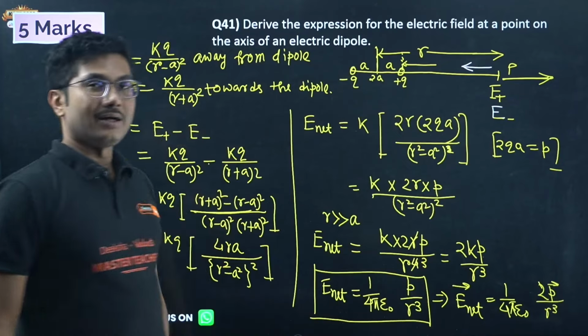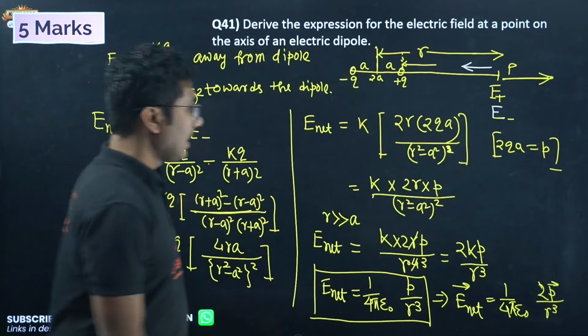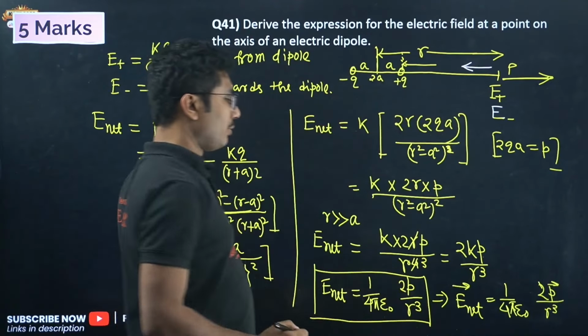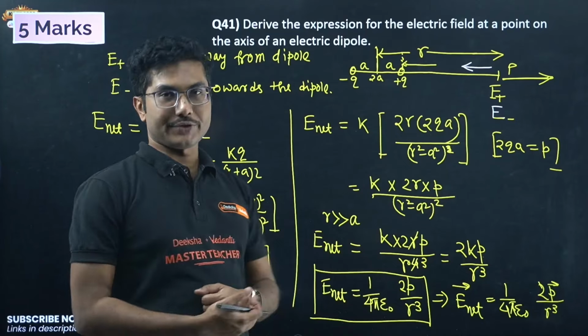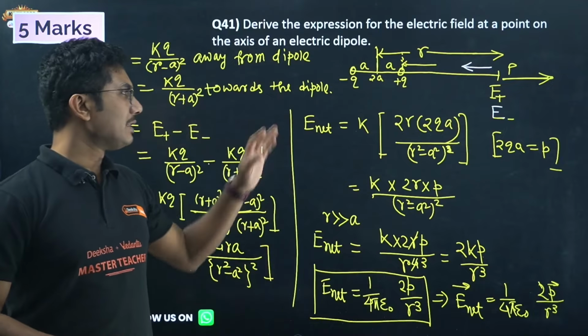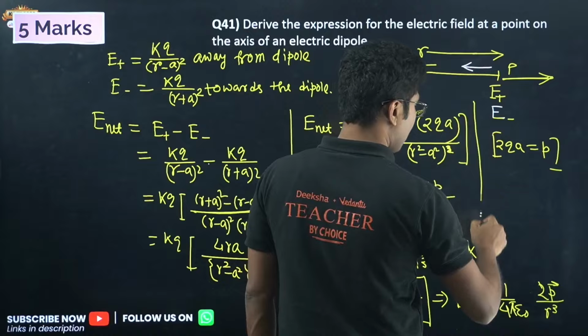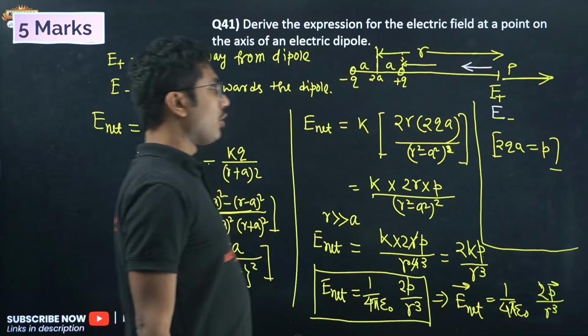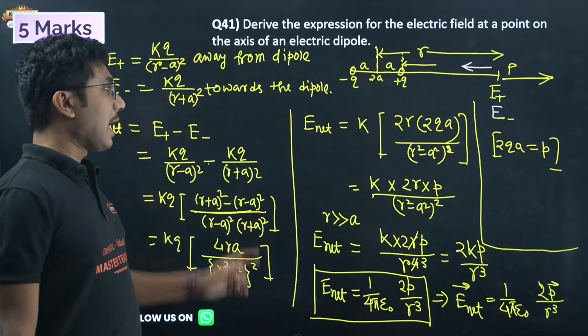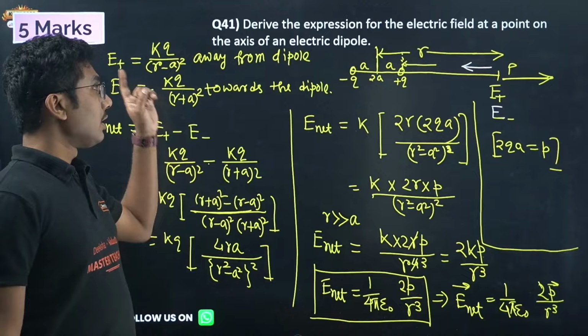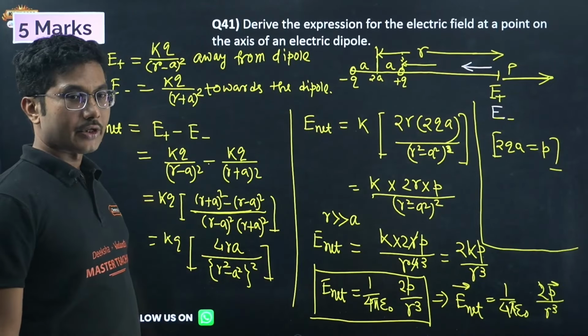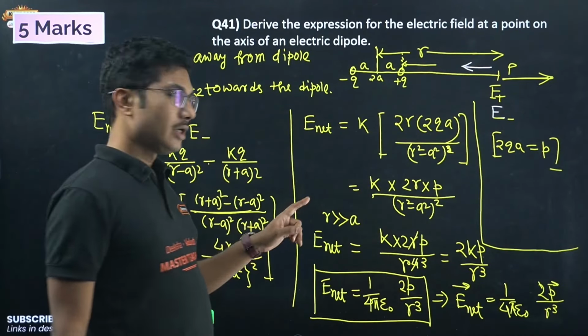In the equatorial plane, instead of 2 there will be only p by r cube and it will have a negative sign. You have to practice that. This one is more important. This one came more times in the past compared to the other one. That's why we have only covered this one. And if you want to solve the equatorial plane one, please don't forget to watch our Brahmastra lecture.